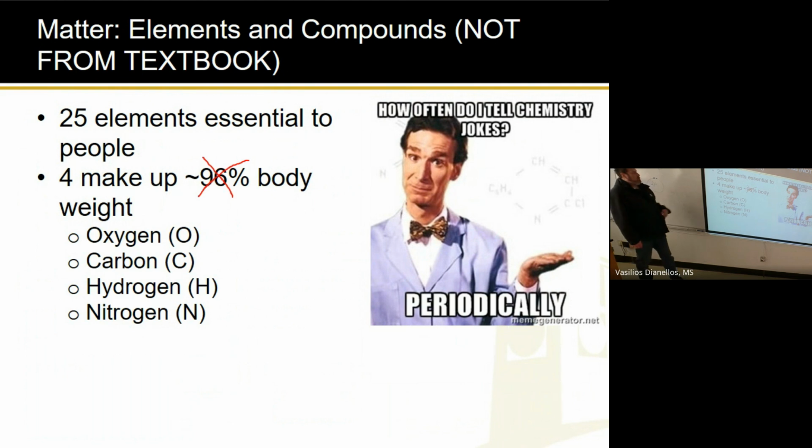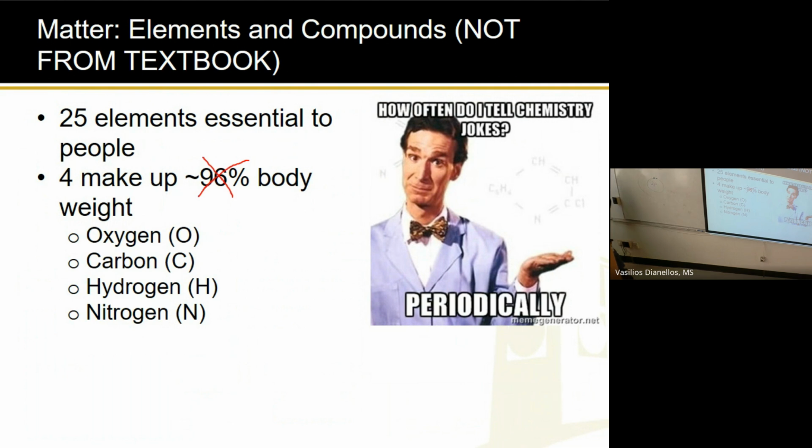So that means there's 21 other elements making up the other 4%. Obviously, oxygen, carbon, hydrogen, and nitrogen are very important, and you'll learn about them in lab. You'll probably get sick of them this week in lab, because like I said earlier, you're going to draw a lot of molecules, and almost all of them have all 4 of those in there. Anyway, any questions about that slide?